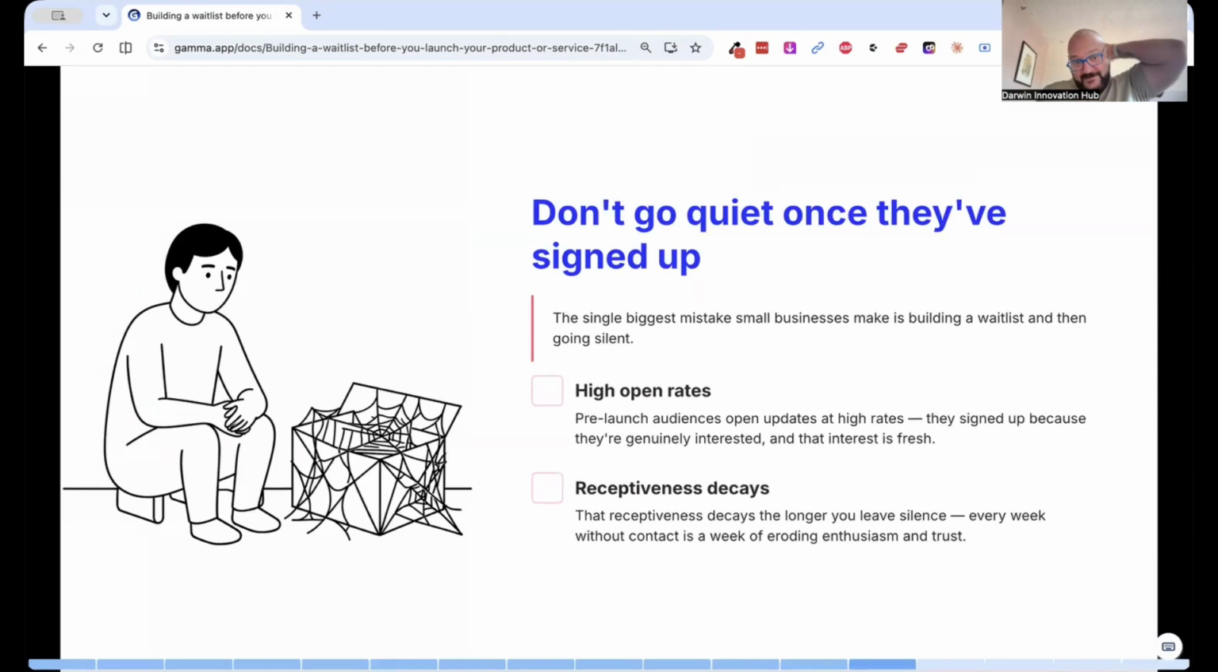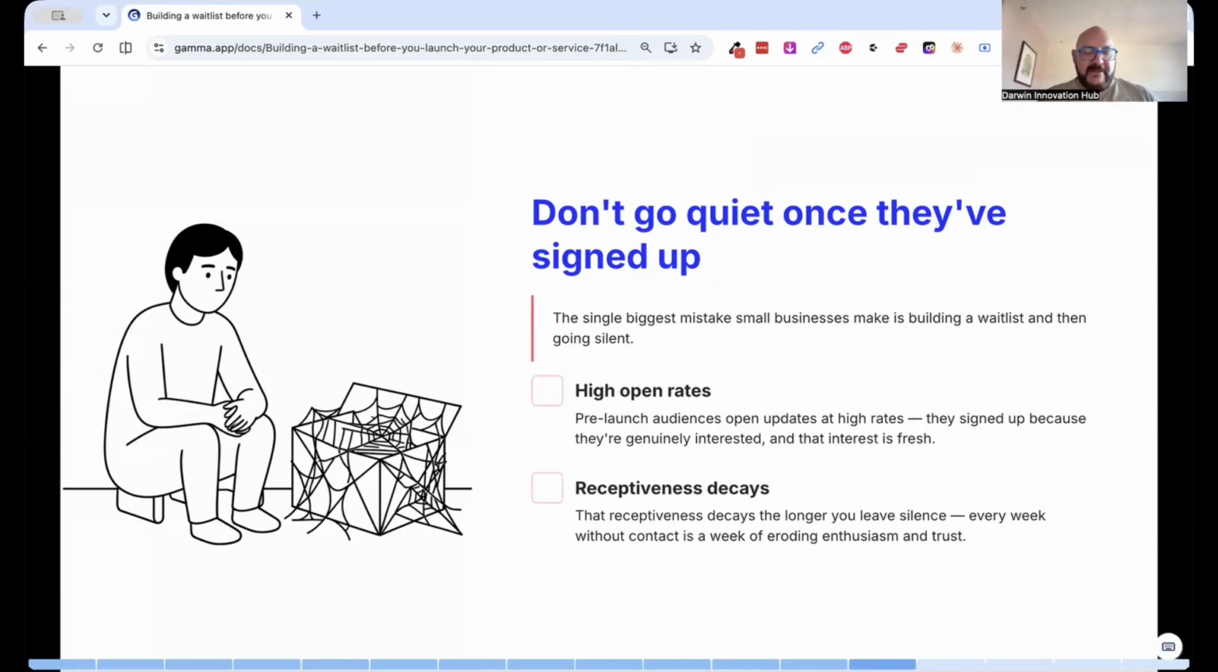But once they've signed up, that doesn't mean you just go dead. The single biggest mistake people make is they get all these email addresses and they do nothing with them. Pre-launch audiences open up emails much more regularly than newsletter audiences. In my newsletter, I might have about a 70% open rate, but for these kind of things, it should go up to nearly 90% of people who signed up will actually open your emails and read them, because they actively opted in, and it's a short-term thing, whereas a newsletter is a monthly affair.